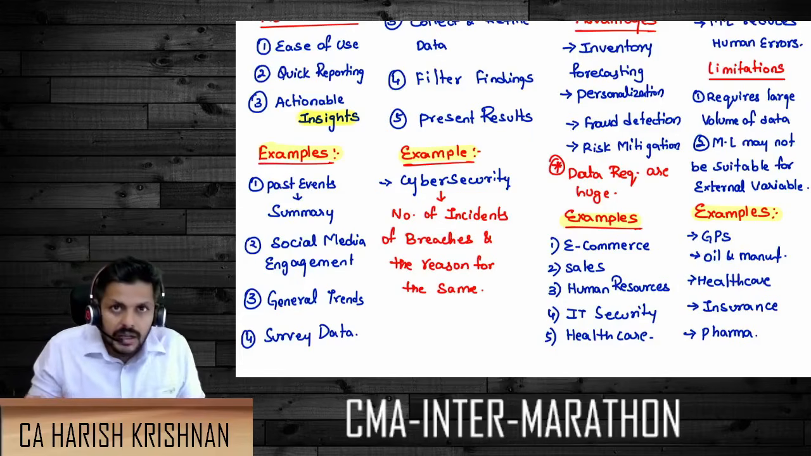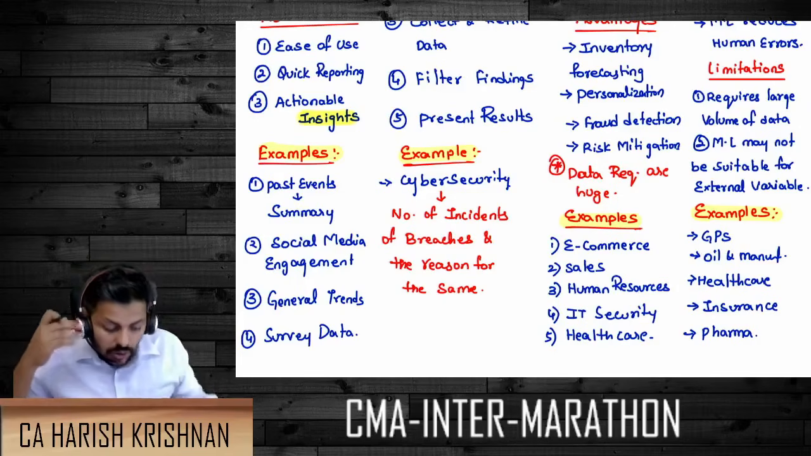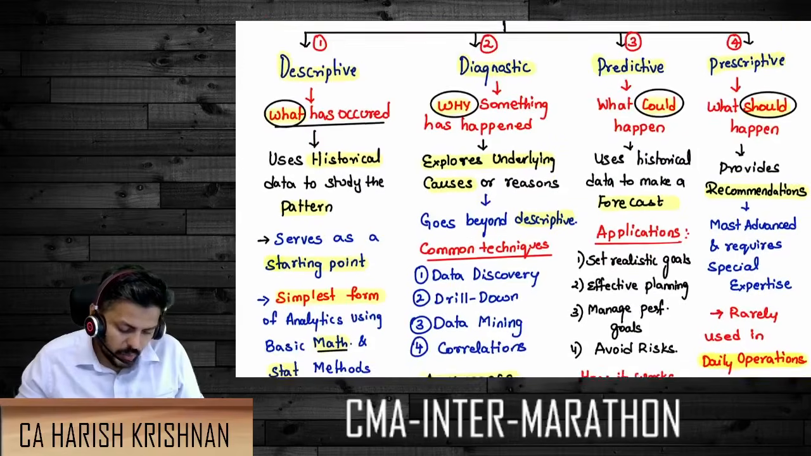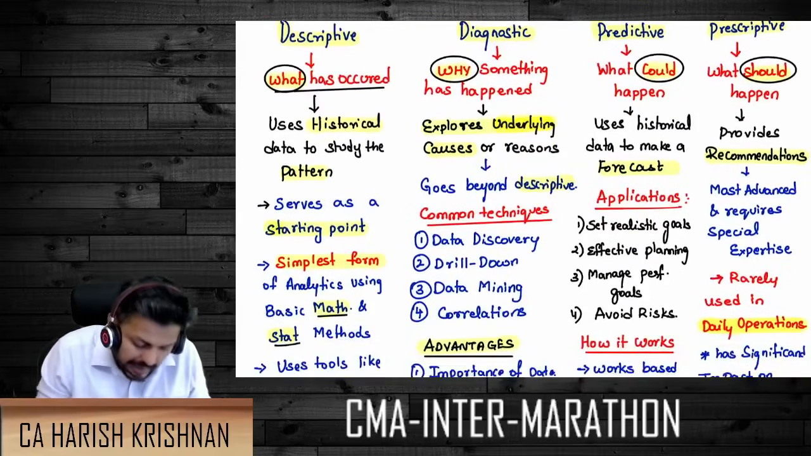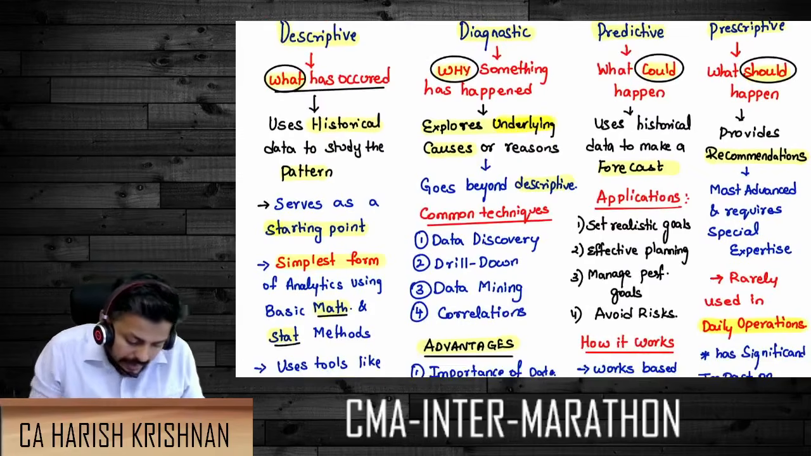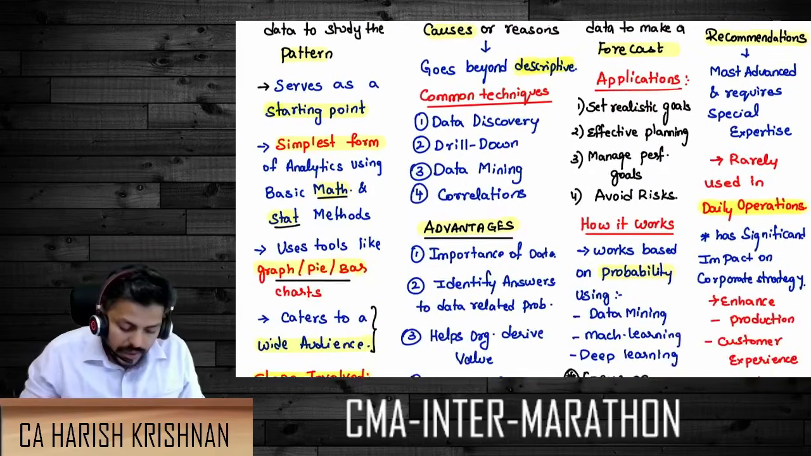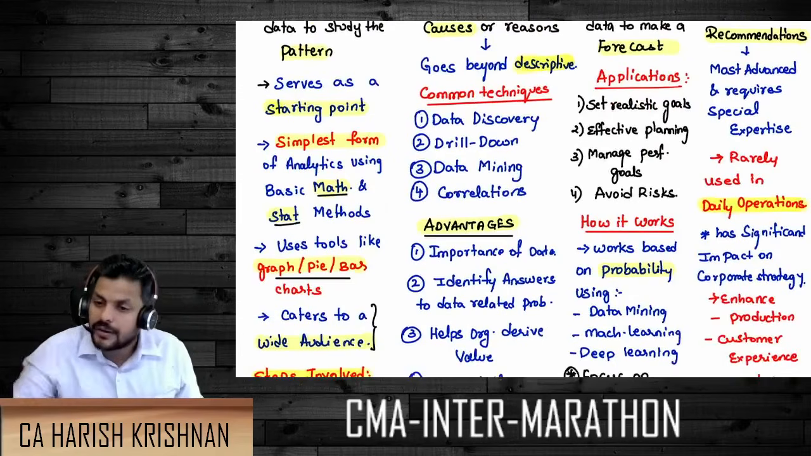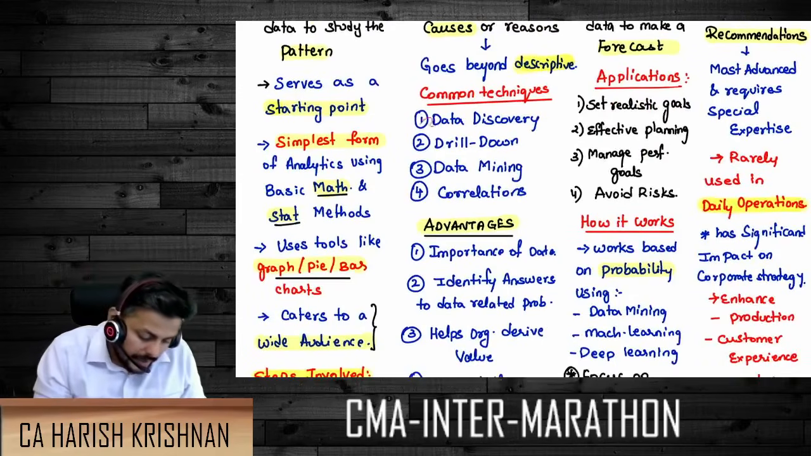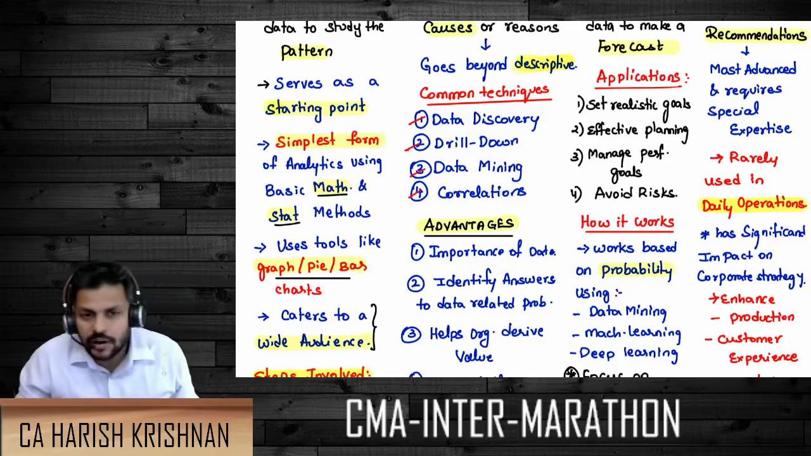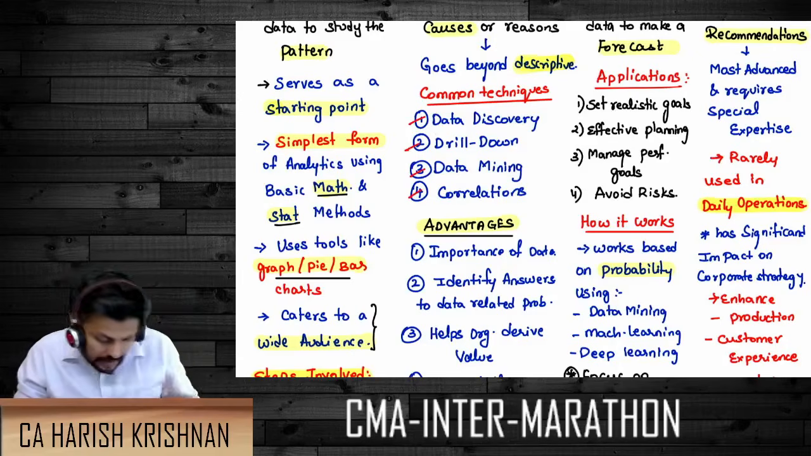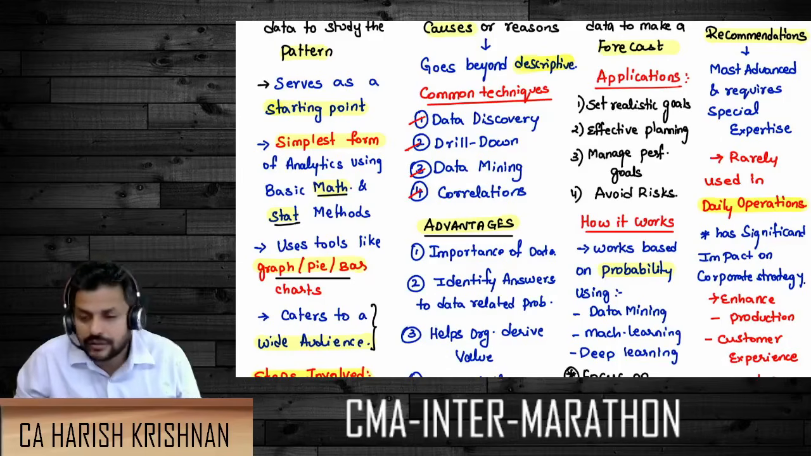Then the second one is called diagnostic data analysis. See this. Diagnostic is why something happened. It explores the underlying cause or the reasons, and it goes beyond descriptive, using techniques like what you have studied. One of the techniques that we just studied, data mining, is also for diagnosing what the trend or pattern is. So data discovery, drill down, data mining, and correlations, all these four are the common techniques used for diagnostic data analytics.